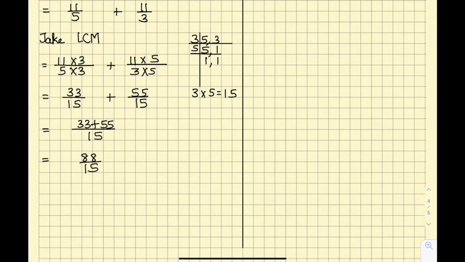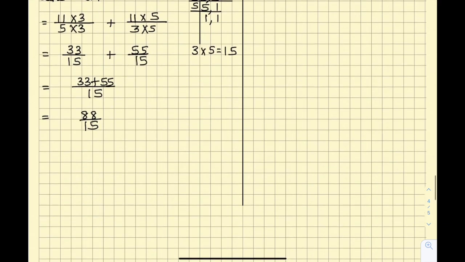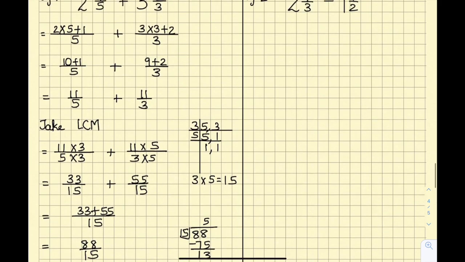Now the question was a mixed fraction, so we need to convert the answer also into a mixed fraction. How do we do that? It is very simple. We just divide 88 by 15. 15 fives are 75. When I do subtraction, I get 13. So 15 as it is in the denominator, 5 whole and the remainder is 13. This is your final answer. Now let's do the next example.